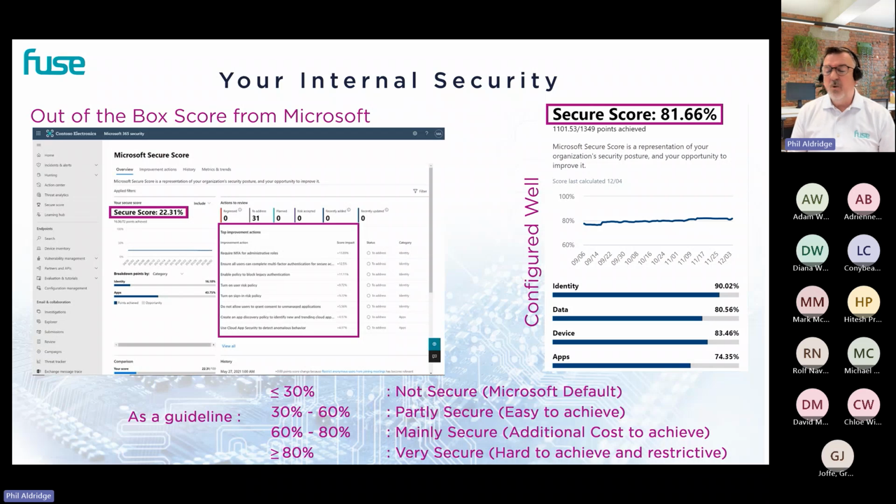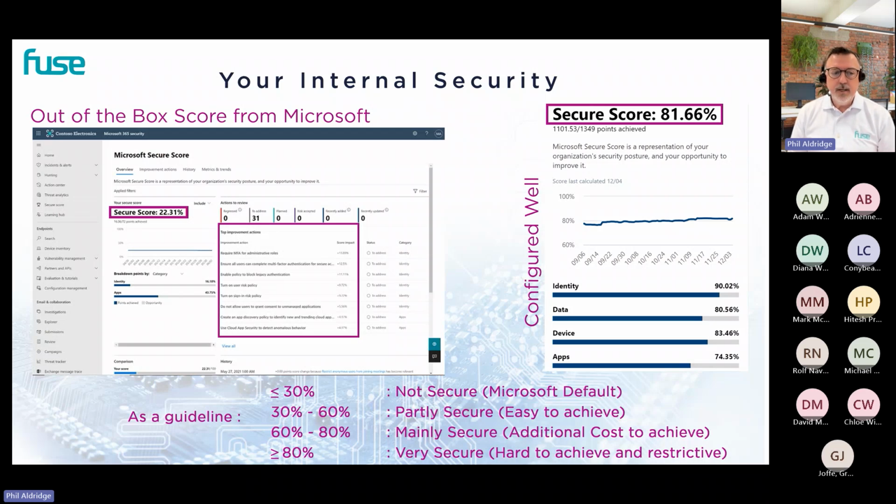Now, at the bottom, you'll see as a guideline, I've said that under 30%, you're not secure. Between 30 and 60, you're partially secure. 60 to 80 is probably the sweet spot. Think Essential 8 Level 2. These don't necessarily match exactly, but there's a lot of crossover between the two. So 60 to 80% is probably where everybody should be. Over 80% starts to get a lot harder. Think level 3 of Essential 8. It starts to get more restrictive.